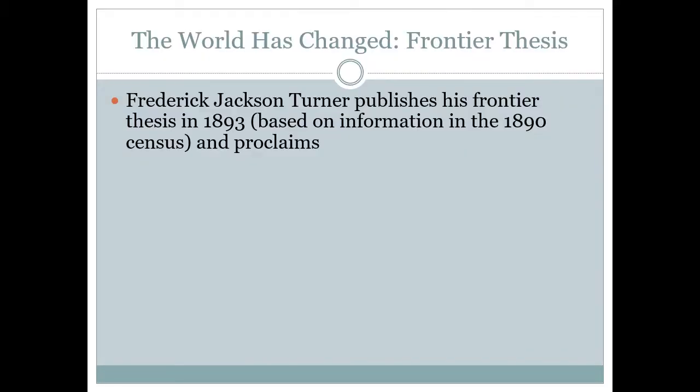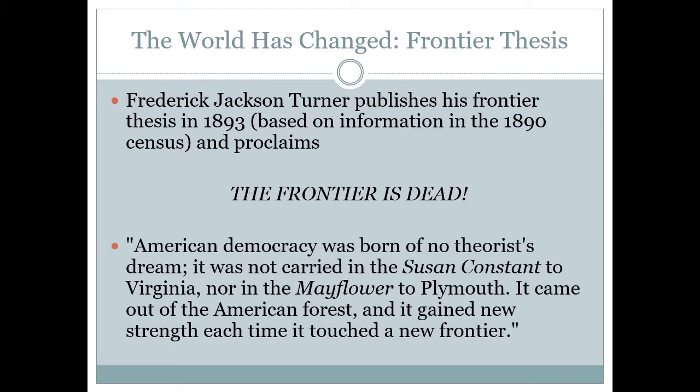But it also represents this shift, and this is where your analyze assignment this week comes in. In 1893, at the World's Columbian Exposition, Turner reads his essay on the frontier. His frontier thesis is based on the 1890 census, and he proclaims that the frontier is dead. And so while in terms of contributing to an urban population, maybe that's a good thing, that's not Turner's point. What he says is, "American democracy was born of no theorist's dream. It was not carried in the Susan Constant to Virginia, nor in the Mayflower to Plymouth. It came out of the American forest, and it gained new strength each time it touched a new frontier."